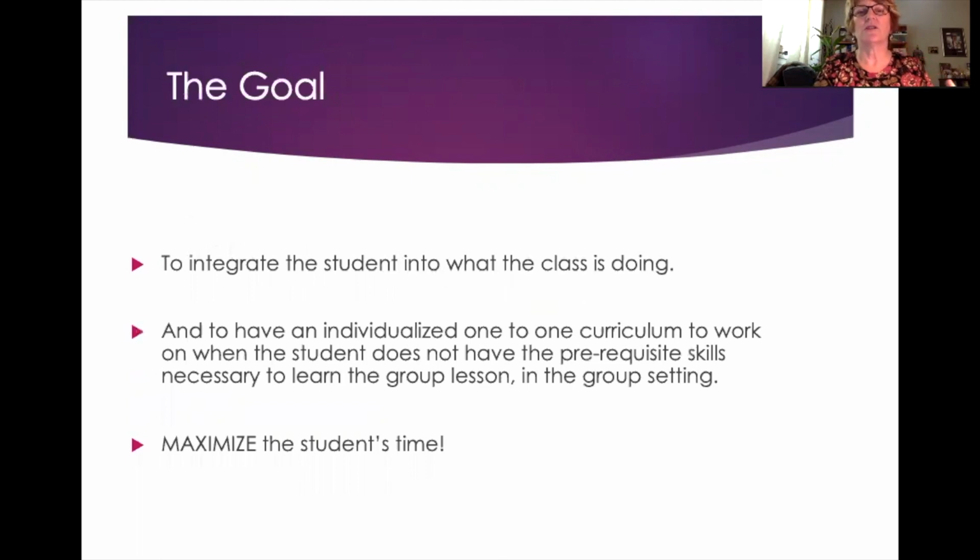It might be a child needs to be pulled out to learn some skills first before they can be successfully integrated, but the long-term goal is for the student to be integrated with the class or classes as much as possible. And the long-term goal is to have individualized one-on-one curriculum where the student can work on prerequisite skills necessary to learn in a group setting or with a group. So for example, my son learned how to play clarinet a year ahead of time so that when grade 7 band started up, he was able to play clarinet with the band.